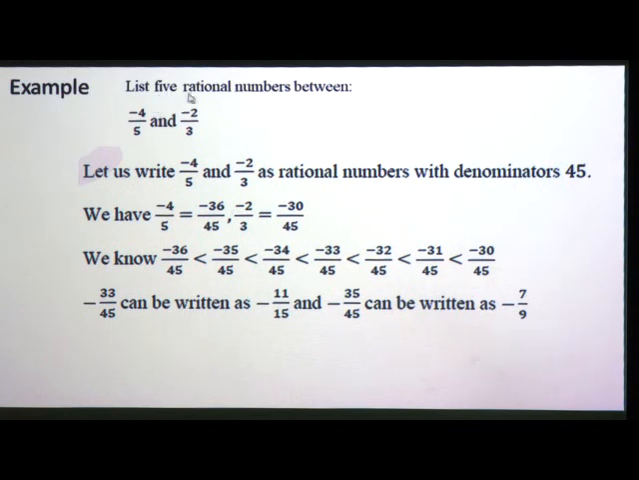Here they told us 5 rational numbers. So, we have considered the denominator as 45 and we had tried to find out 5 rational numbers. This is 1, 2, 3, 4 and 5. The word was between. So, we are not considering minus 4 upon 5 and we are not considering minus 2 upon 3. So, in this way we had found 5 rational numbers between 2 given rational numbers.